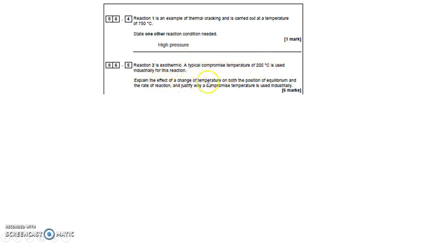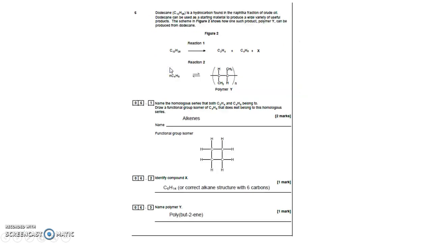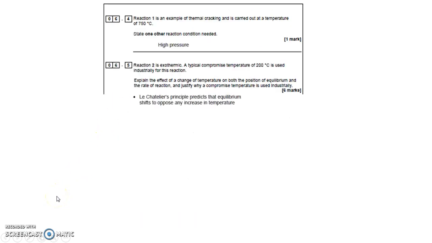Okay, explain why the effect of change of temperature on both the position of equilibrium and the rate of reaction justify why a compromised temperature is needed. 6 marks. That's hard, because we haven't got any of the question broken down. We've got to work out where the 6 marks are. So first of all, I would say the reaction is exothermic, gives out heat in the forward direction. So when these reactants go to these products, it gives out heat.